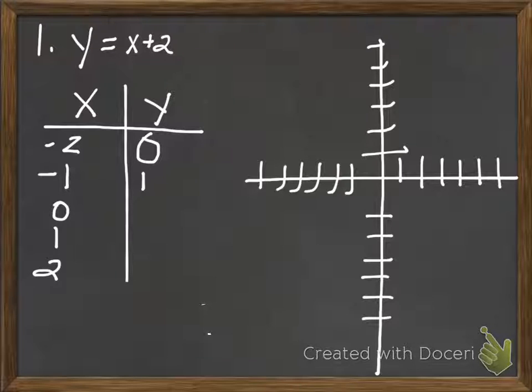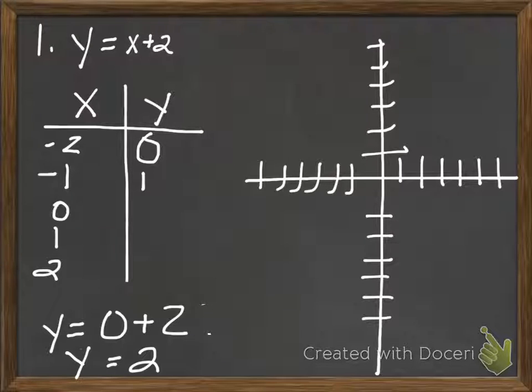All right, the next one tells us that y equals, and instead of x, I'm going to write 0, because that's what number I'm on, plus 2. And we know that 0 plus 2 is just 2. So when my x is 0, my y is going to be 2.